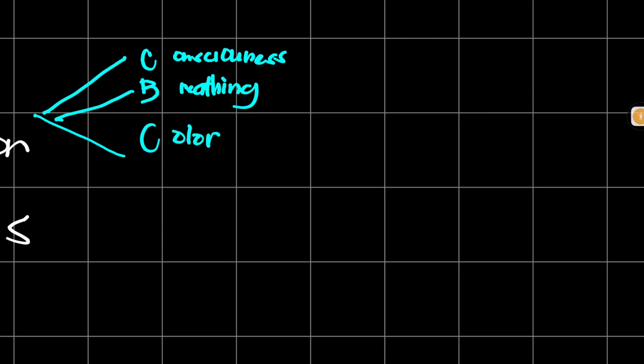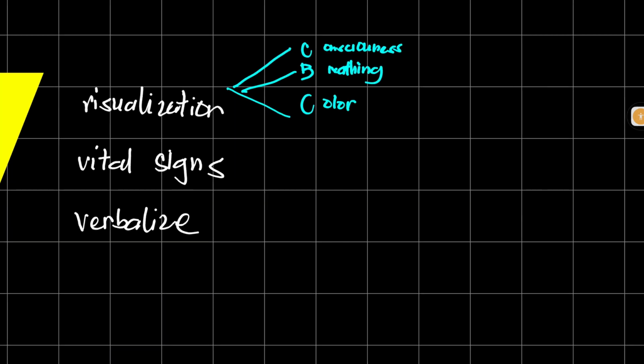Now, color. CBC: consciousness, breathing, color. In terms of color, the color of the skin, the general appearance of your patient. How does she or he look? Does your patient look pale, bluish, cyanotic, yellowish? Maybe there's jaundice. The general appearance of your patient in terms of color of the skin, color of the nails. This is a perfect indication of hypoxia for certain patients. So we're done with the first V, which is visualization.